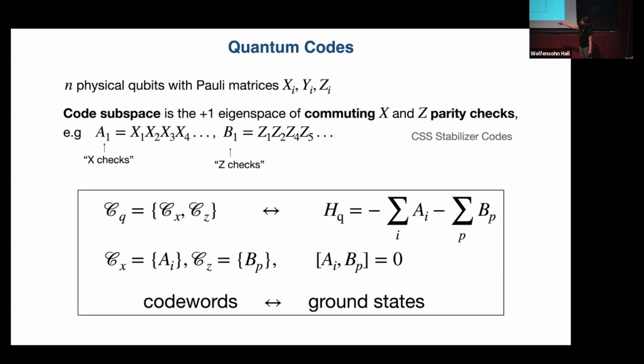These X checks we'll frequently call A sub i, where i is where these bits live, and these Z checks are B sub p. My quantum code is going to be made up of both, and the X and the Z checks are all going to commute with each other. So there are going to be commuting stabilizer models, and the ground states of this Hamiltonian will form my code words.